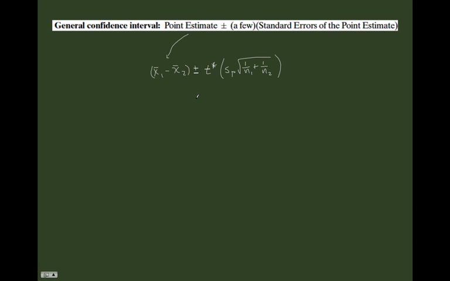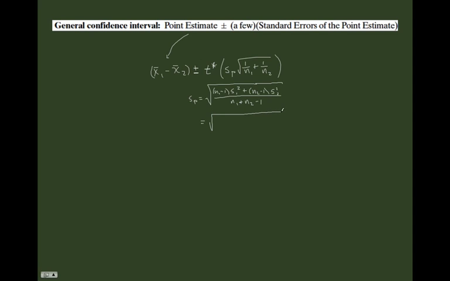The pooled standard deviation is given by the square root of n1 minus 1 times sample variance 1, plus n2 minus 1 times the sample variance for sample 2, divided by n1 plus n2 minus 2. So let's do the calculation. I'll start with the pooled standard deviation for this example.